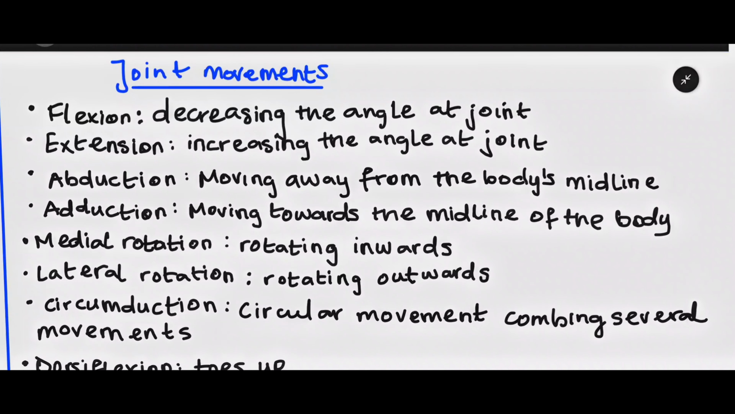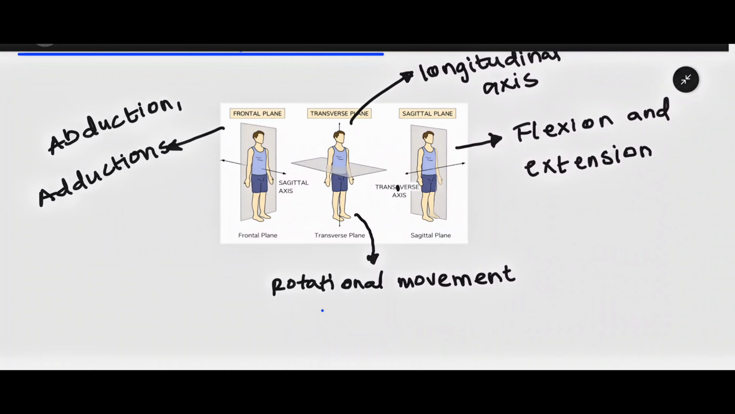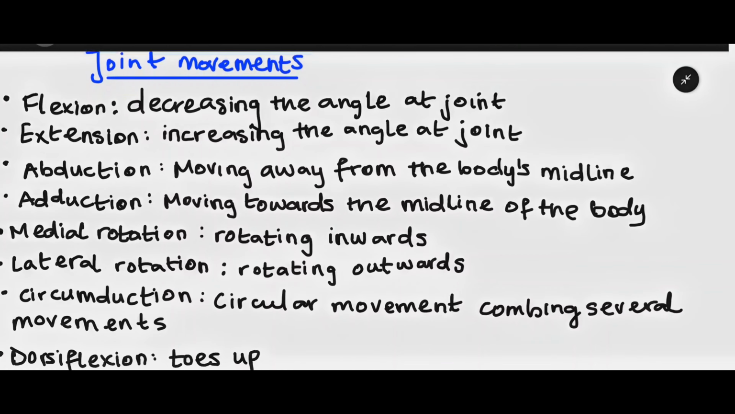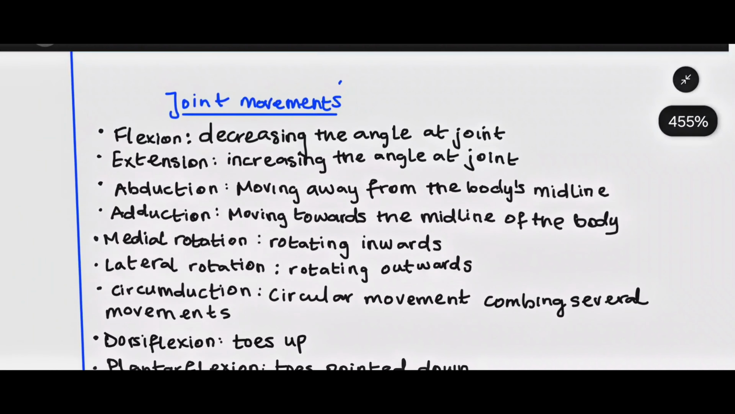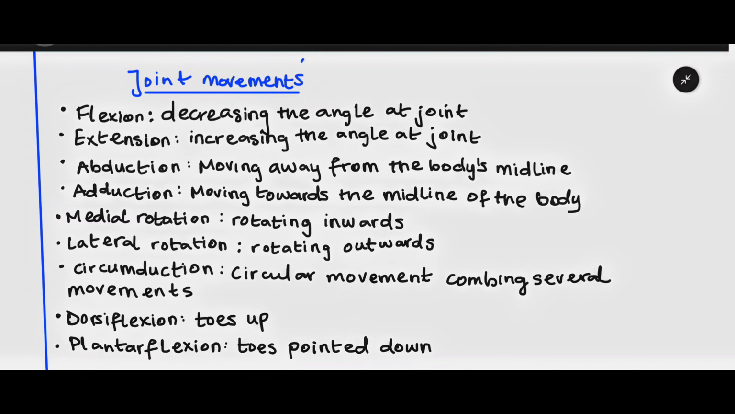So a lot of the movements we spoke about when we were talking about planes and axes, we talked about abduction, adduction, rotation, flexion, and extension. These are the definitions of all those types of movements that you need to know. So flexion, extension, abduction, adduction, medial rotation, lateral rotation, circumduction.